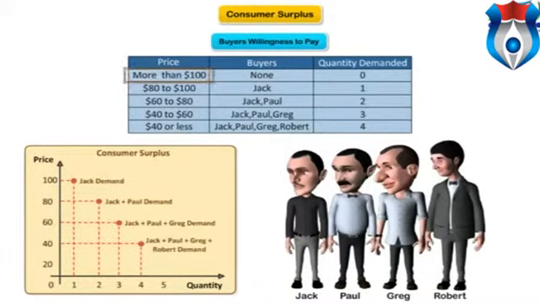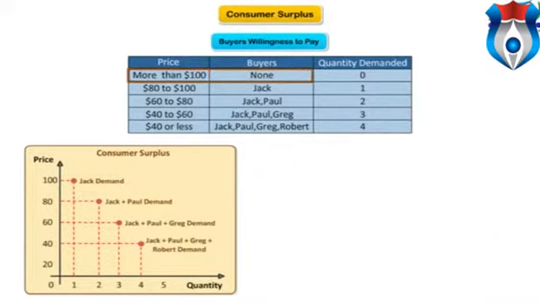For a price more than $100, none of the buyers are ready to buy, as this price is much higher than the willingness to pay of any of the buyers, as a result of which quantity demanded is 0.